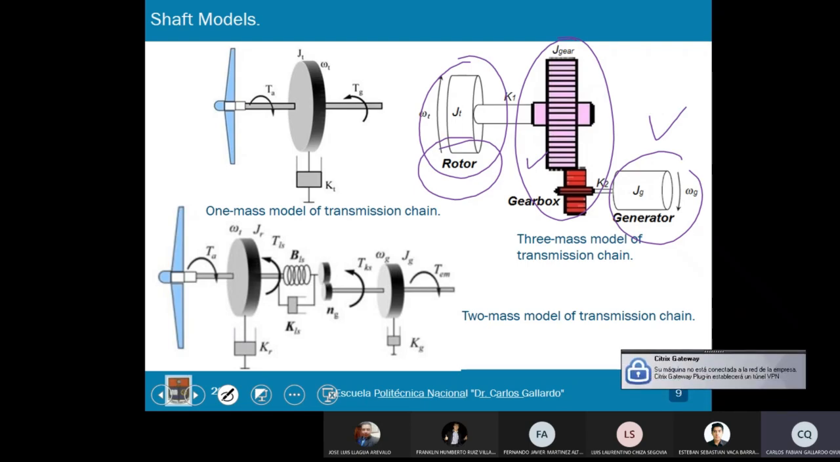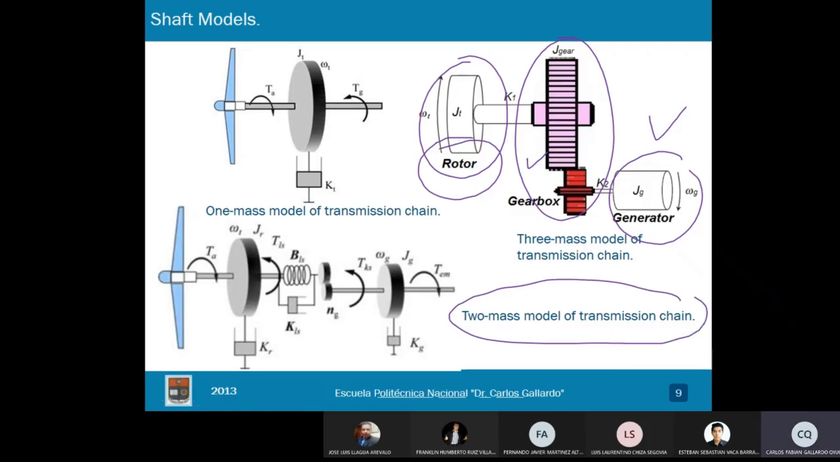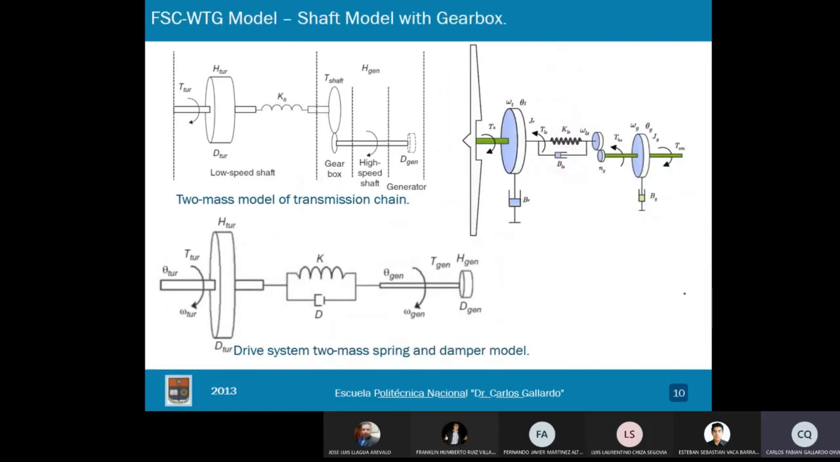In order to carry out a stability analysis, I will typically use the two mass model. In order to model the full scale wind turbine, I will carry out two analyses. The first one is with the gearbox and the second one is without the gearbox. So let's start the analysis.